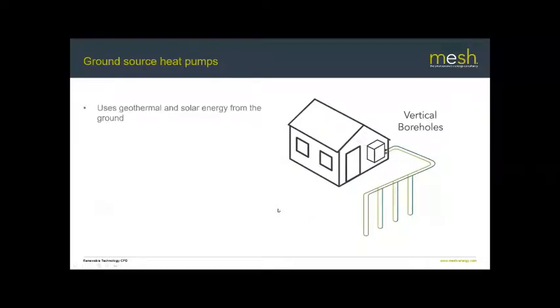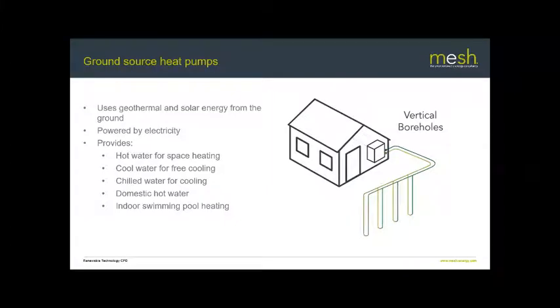A ground source heat pump works in much the same way, it just uses a different heat source. Again, it's powered by electricity and provides similar levels of heating and cooling. However, it also has the option of free cooling, where heat is transferred into the cool ground loops during the summer, and this helps to recharge the ground loops for the following winter, when you'll be extracting heat to use for space heating and hot water.